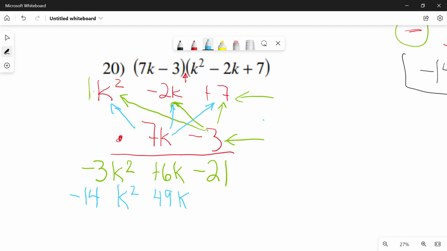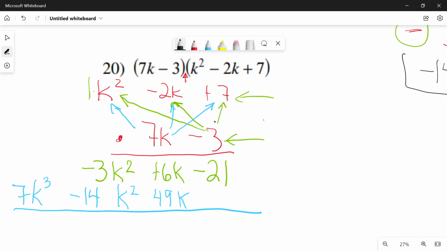-14k squared. And then I got to do the last one, which is 7k times k squared. And think of it as a 1, right? 7 times 1 is 7. But then I have k times k squared. It's going to raise it a power. I'm going to have k cubed. So now I need to add all this together, right?